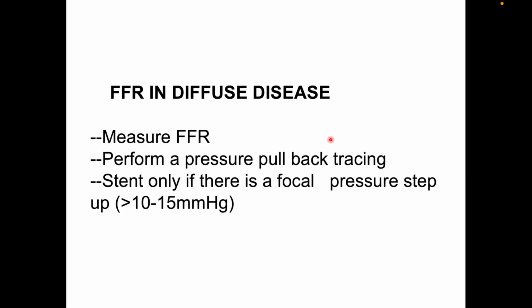So FFR in diffuse disease, you again do the measurement of FFR, cumulative FFR at the distal most position of the whole artery. Then you do a pressure pullback tracing with IV adenosine infusion and stent only if there is a focal pressure step up of more than 10 to 15 millimeters of mercury. So what is a significant step up? It is if the step up is more than 10 to 15 millimeters of mercury. Anything less than that is considered diffuse disease and no focal area to stent.